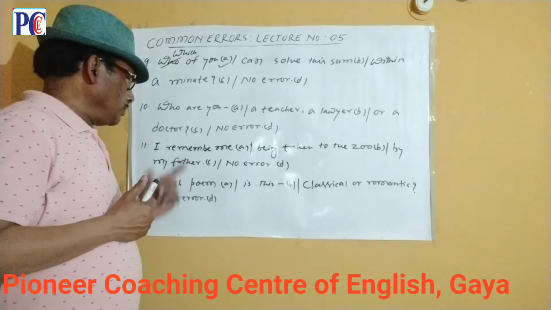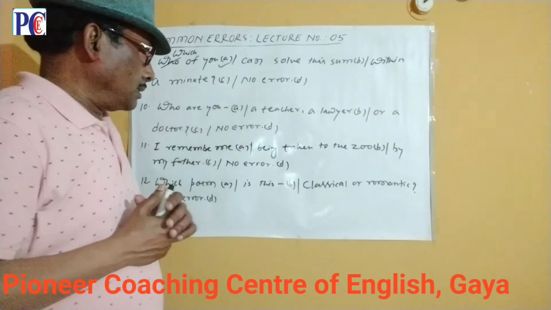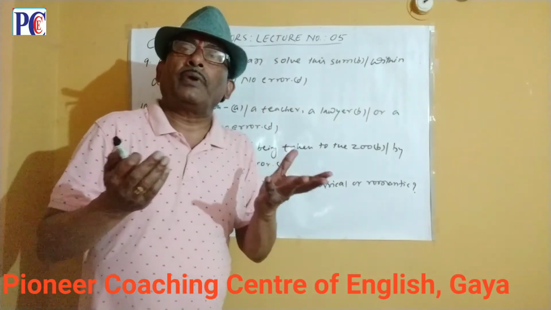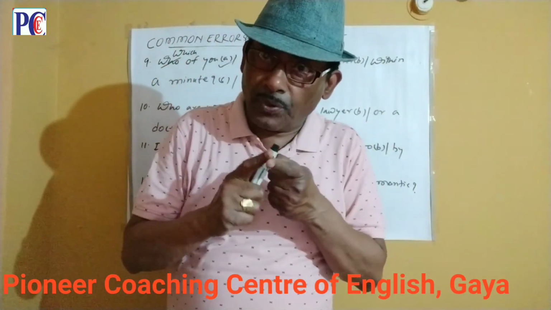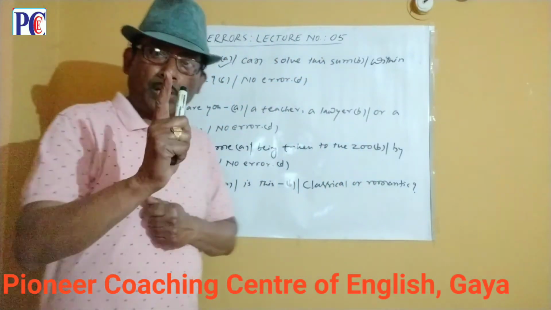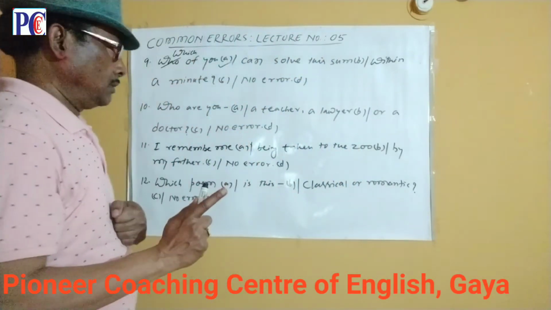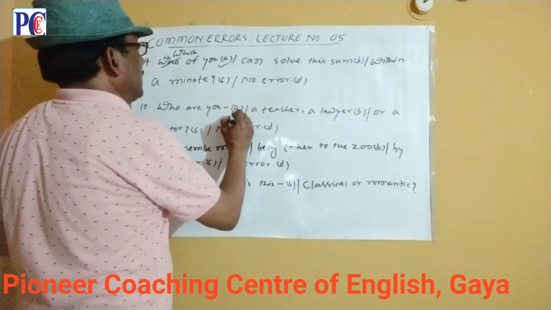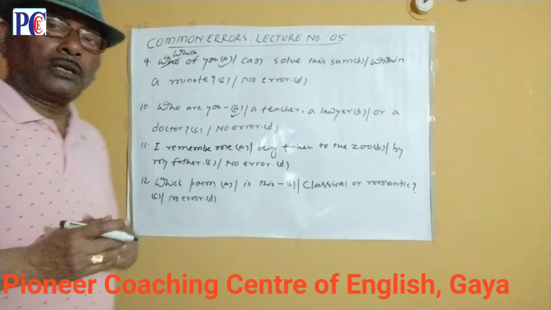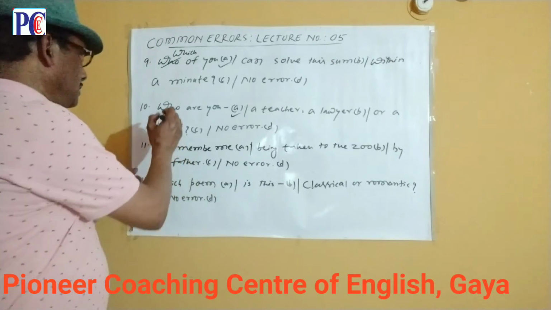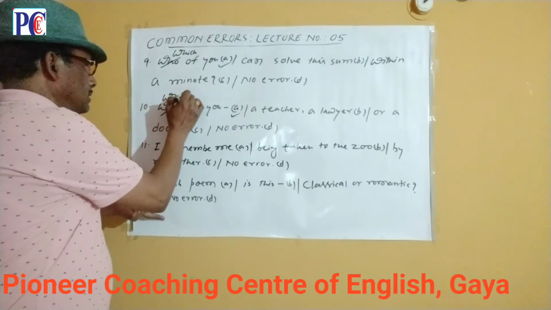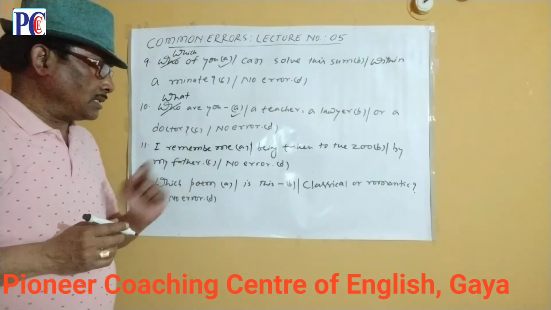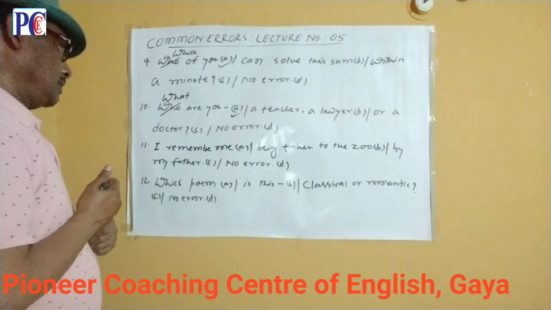Now come to number 10. Who are you? A teacher, a lawyer, or a doctor? When we make a question about one's profession, one's occupation, the interrogative pronoun is what, not who, nor which. Hence the error lies in part A. You have to remove who and use what. So the correct sentence is: what are you? A teacher, a lawyer, or a doctor?